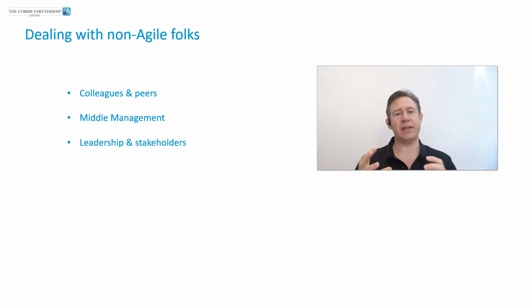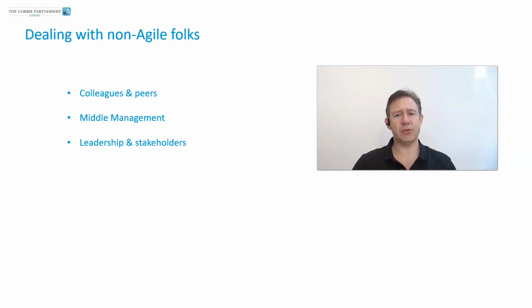I think one thing that is useful is to think about who it is that we are needing to work with. Is it colleagues and peers that are not agile? Is it the middle management that we're working with, or is it indeed the leadership and the stakeholders? In another video, we'll look at the users from the perspective of what if they're not agile. But for the purposes of this, let's focus in on these.